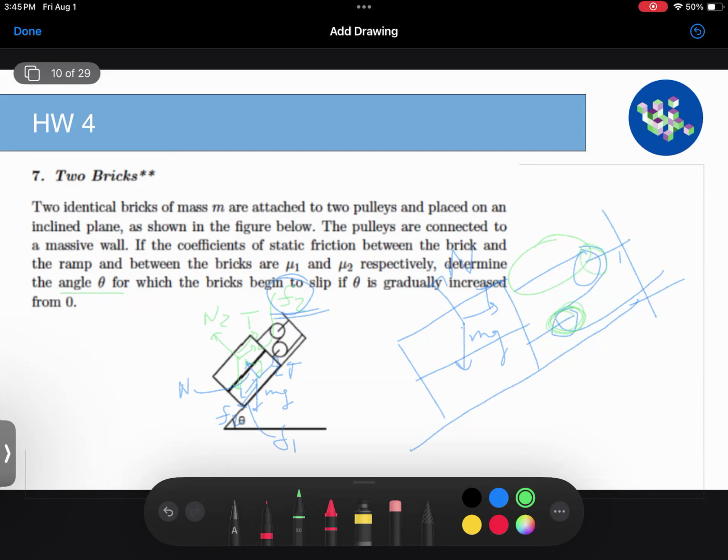The top pulley wheel is attached to the wall, but this one over here is not attached to the wall. If more string comes this way, then this pulley wheel will go downwards, meaning that when the top block goes upwards, the bottom block goes downwards. Do you see it now?